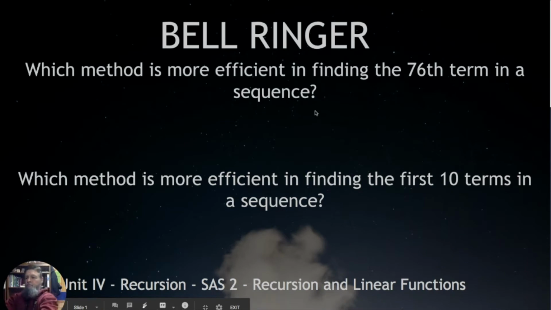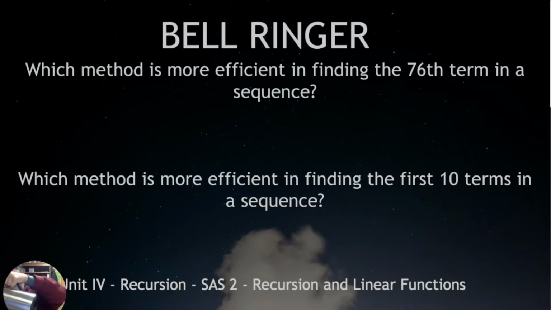Morning. Today's lesson is the second part of recursion. Yesterday was an introduction, and we're focusing on recursion in linear functions. Let's start with this bell ringer while I pour my coffee. Which method is more efficient in finding the 76th term in a sequence?